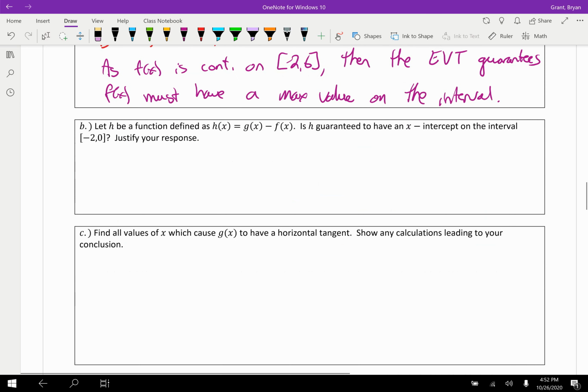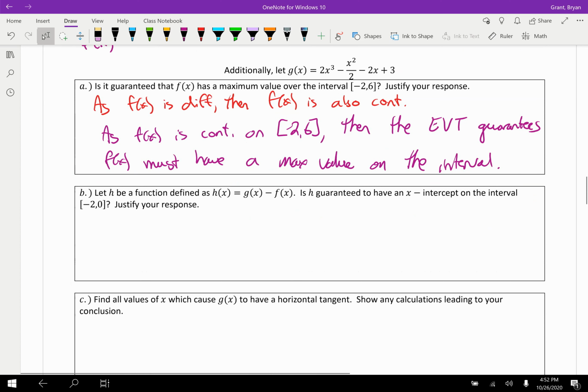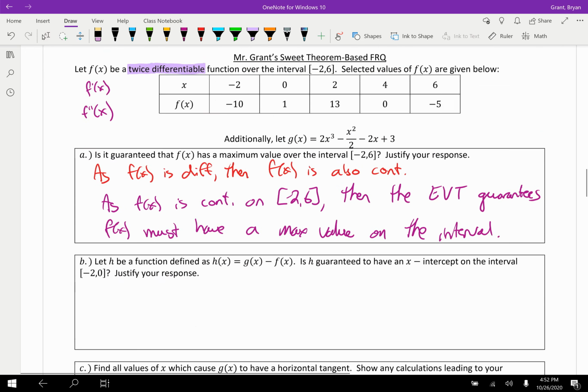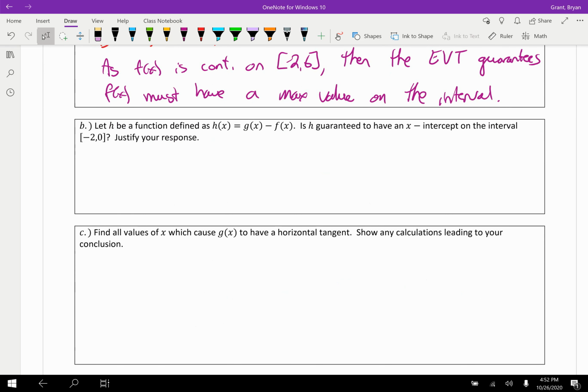All right, part B. Let h be a function defined as h of x equals g of x minus f of x. Oh my gosh, we already have two functions. Now we have a third one. Is h guaranteed to have an x-intercept on the interval -2 to 0? Guaranteed. This sounds like another theorem. This would make sense since I titled it my sweet theorem-based FRQ. Is h guaranteed to have an x-intercept?